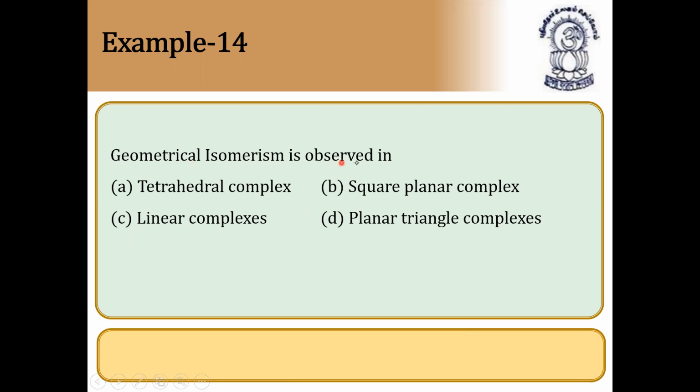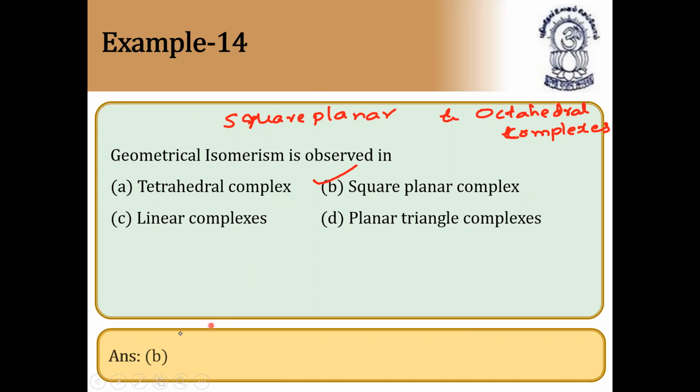Geometrical isomerism is observed in, it's a very simple question. We know geometrical isomerism is observed only in square planar complexes as well as octahedral complexes. It is not observed in tetrahedral. So the answer should be B. The remaining are all different. Geometrical isomerism is observed in square planar and a few octahedral complexes. So the answer is definitely B. Very, very important. Next question.